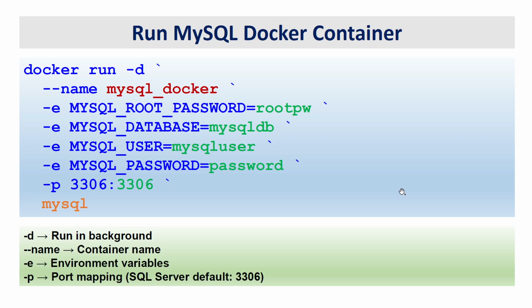Let's proceed to know how to run the Docker container. To run it, you will say docker run -d, which says run in the background. The name specifies the container name. This is your choice. This is the root password. This is the name of the MySQL database that will get created. This is the MySQL user who will have access to this database. This is the password of this user, and this is the host port mapping. This is the MySQL port and this is the host port which will map to the MySQL port.